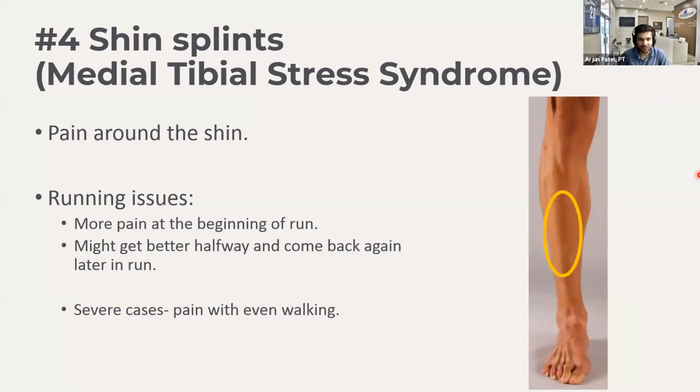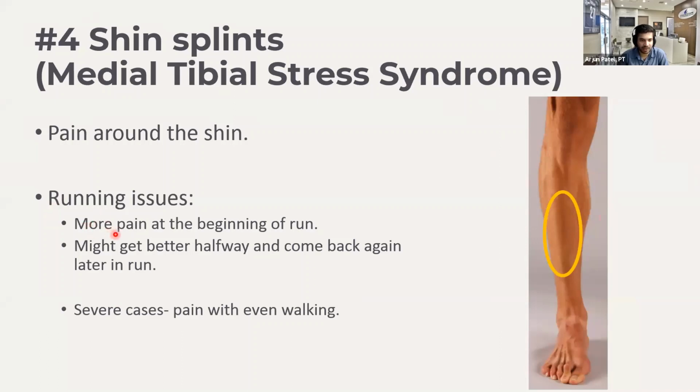But for those of you in the audience who are a little bit more inexperienced runners or want to get back into running, this is something you need to watch out for. Shin splints is also called medial tibial stress syndrome. Really, what it is is just pain around the shin, kind of on the outside part, or on the meaty part of the shin.